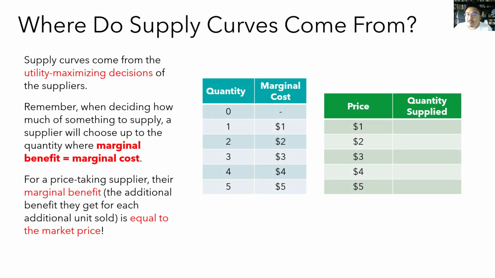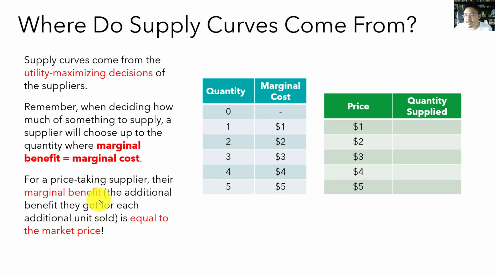So where do supply curves come from? You guessed it, supply curves come from the utility maximizing decisions of the suppliers, right? And just like with buyers, when deciding how much of something to supply or produce, a supplier is going to choose up to the quantity where their marginal benefit equals marginal cost, right? Same thing. But there is a difference, and it's that for a price-taking supplier, their marginal benefit is what's going to be equal to the market price, right?